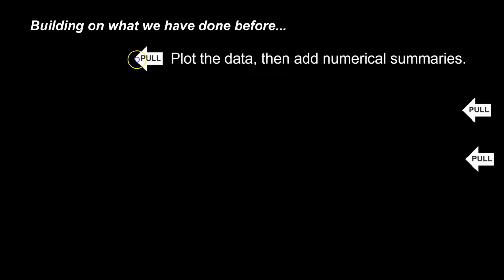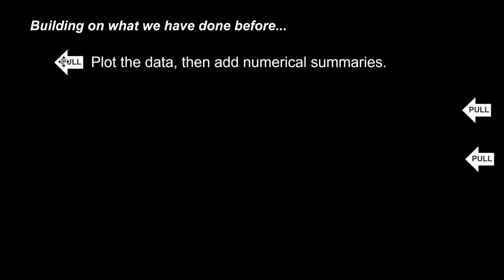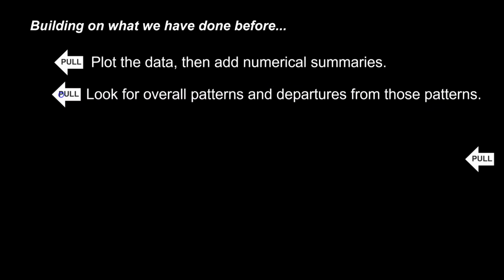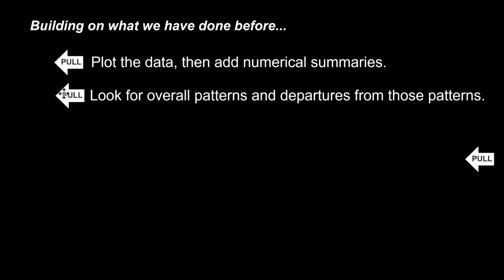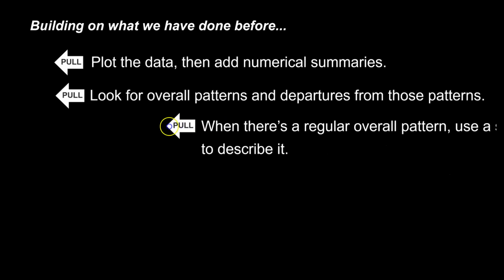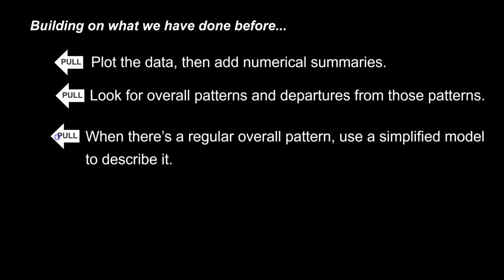In the past chapter, we talked about plotting data and then adding numerical summaries. We're going to continue to do that in Chapter 3, except the plot type we use will be a little different. Then we're also going to continue to look for overall patterns and departures from those patterns. You recall that when we were describing the distribution of a quantitative variable, we talked about shape, center, spread, and outliers, and we will be doing something similar in this chapter. Last but not least, when there's a regular overall pattern, we're going to use a simplified model to describe it.